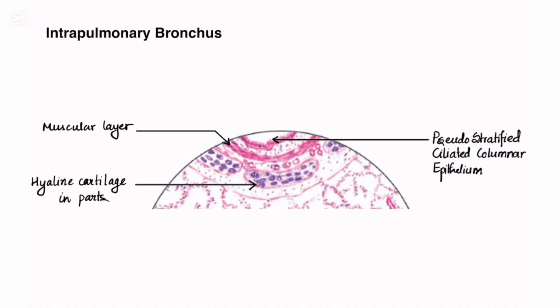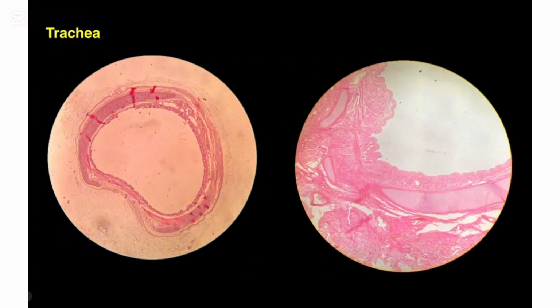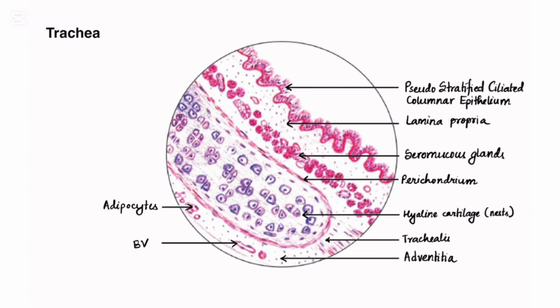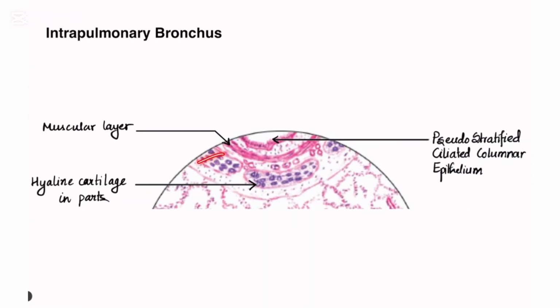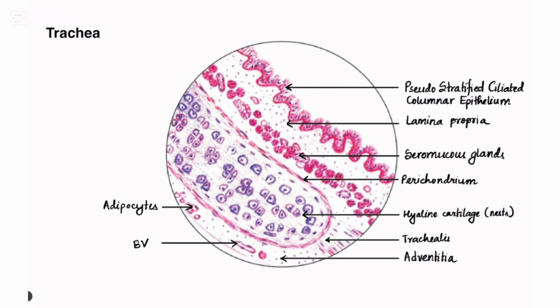Most students have difficulty distinguishing between intrapulmonary bronchus and trachea. The reason being, trachea also has hyaline cartilage and intrapulmonary bronchus also has hyaline cartilage. But the distinguishing point is that in trachea, the hyaline cartilage is present as a continuous C-shaped band, and the free end of which is attached with trachealis muscle.